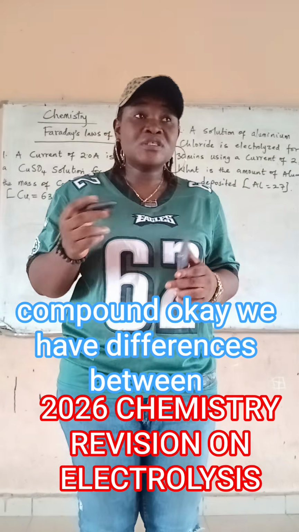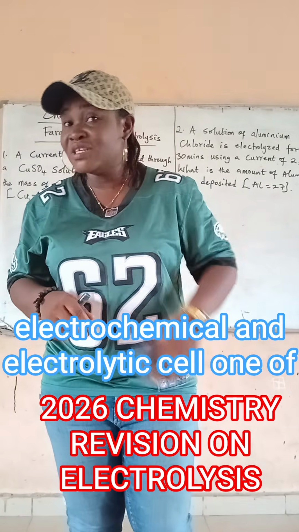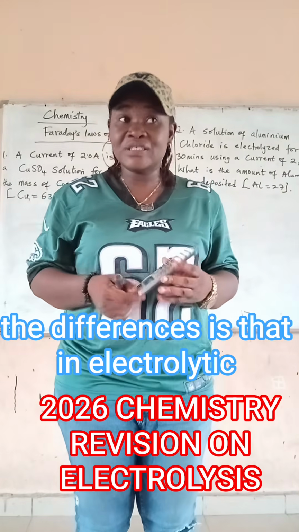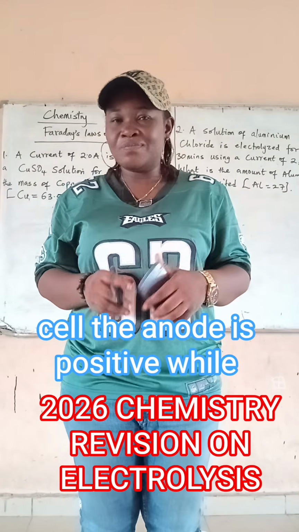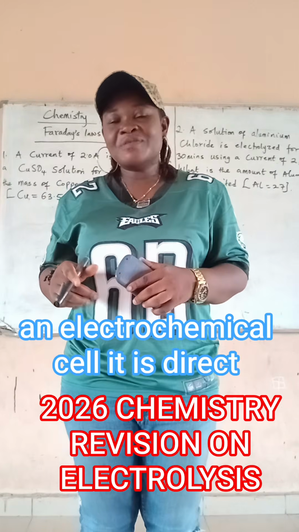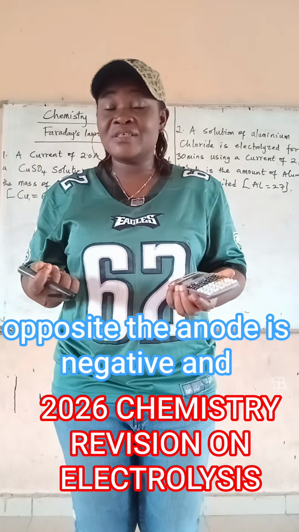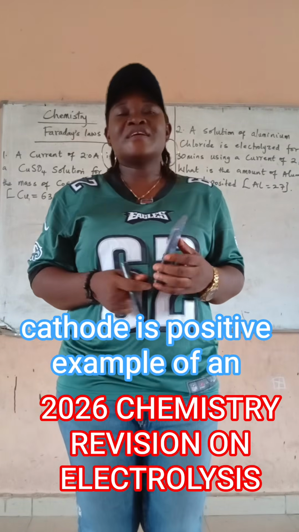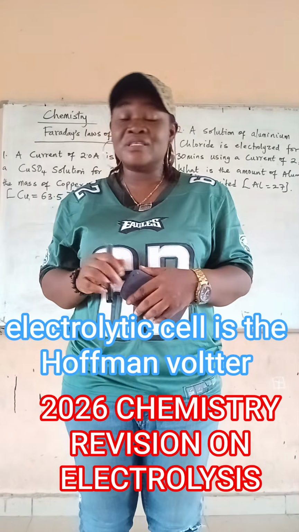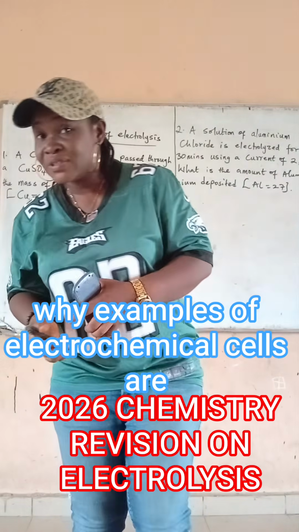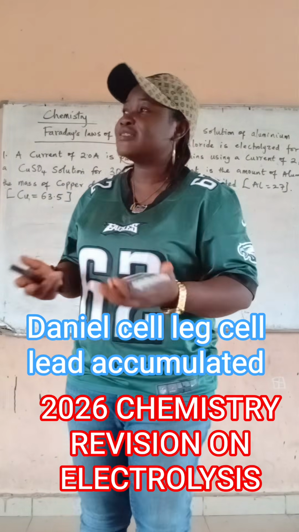We have differences between electrochemical and electrolytic cells. One of the differences is that in an electrolytic cell, the anode is positive while the cathode is negative, while in an electrochemical cell, it is the direct opposite: the anode is negative and the cathode is positive. An example of an electrolytic cell is the Hofmann voltameter, while examples of electrochemical cells are the Daniell cell, Leclanché cell, and lead acid accumulators.